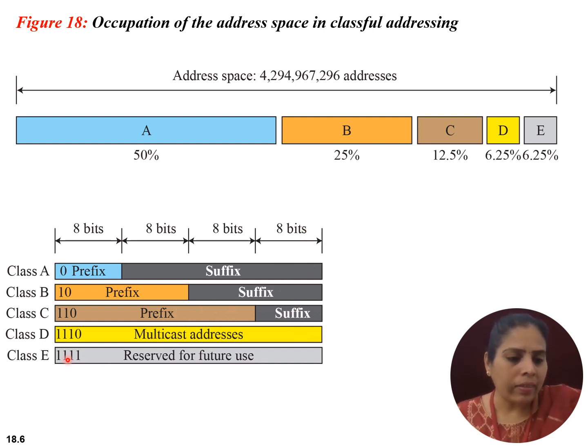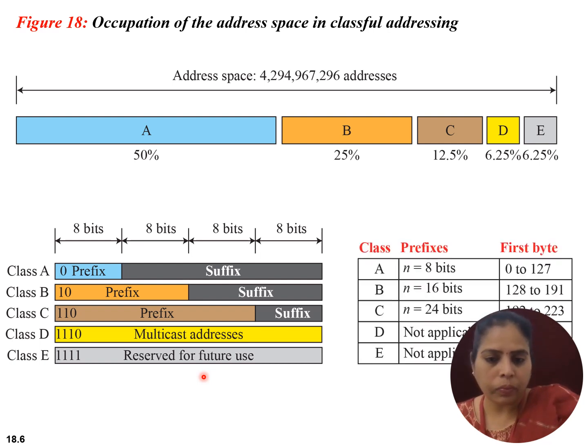Class D is used not for unicast addressing, that is one-to-one computer addressing, but for multicast addressing. In multicast addressing, class D is identified by a fixed number of bits, 1110, whereas in class E all 4 bits are set to 1, and they are reserved for future use. So this is how the prefixes are allocated to the classes: 8 bits for class A, 16 bits for class B, 24 bits for class C, and D and E are not used for unicast addressing, they are used for multicast addressing, which is not applicable for unicast addressing.